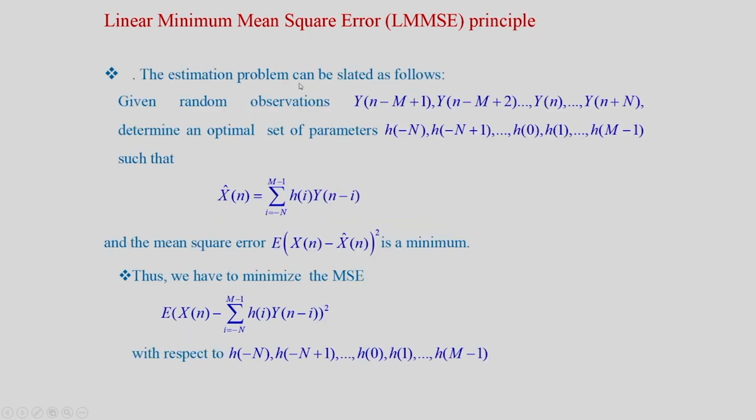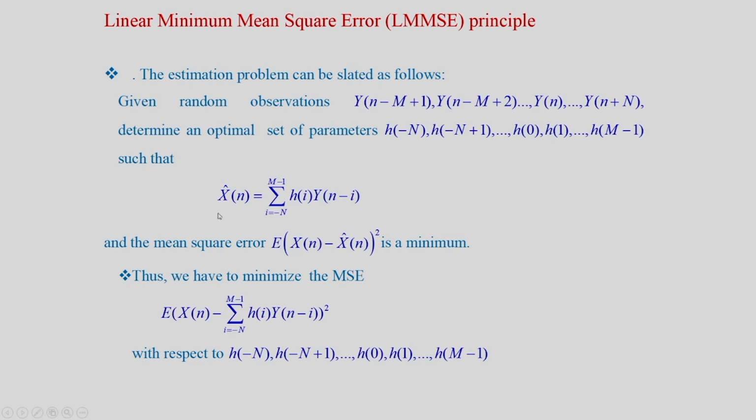Now, the estimation problem can be stated as follows. Given random observations y n minus M plus 1, y n minus M plus 2 and so on up to yn, then up to y n plus capital N, determine an optimal set of parameters. These parameters are h sub minus N, h sub minus N plus 1 up to h0, h1 up to h sub M minus 1, such that the estimator, the filter output x hat n, is equal to summation hi y n minus i going from minus N to M minus 1, and the mean square error E of xn minus x hat n whole square is a minimum.